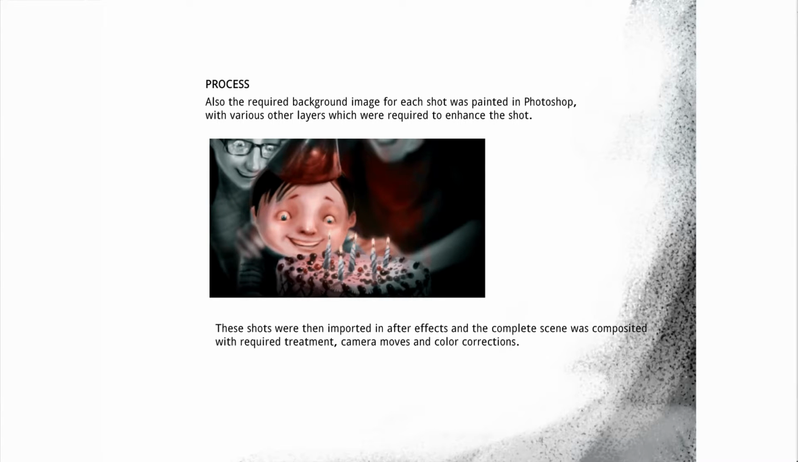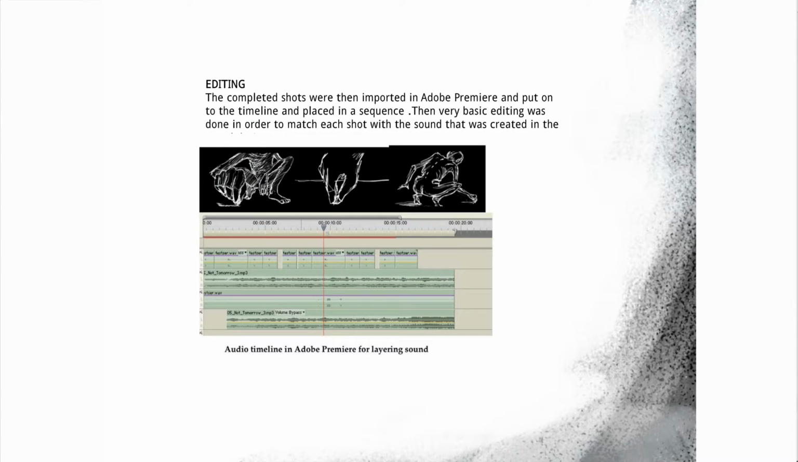Now these shots were then imported into After Effects, and the complete scene was composited with the required treatment, camera moves and color corrections. Then the completed shots were imported into Adobe Premiere, put onto the timeline and placed in a sequence. This is where basic editing started, and each shot was matched to the sound, and the overall film was layered in Premiere. This was the editing stage basically.